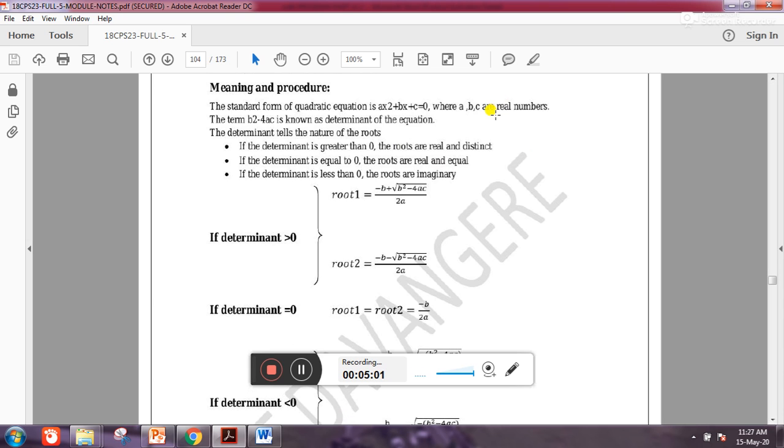Real numbers are nothing but numbers that are greater than 0 or less than 0, not equal to 0. It should not be 0; it need not be greater than 0, it may be less than 0. Okay, real numbers. It may be positive or negative, anything.